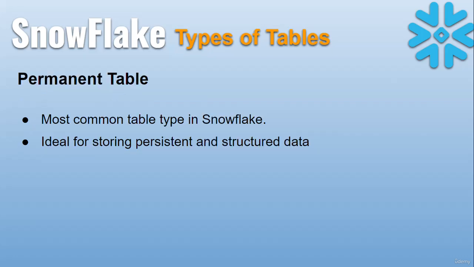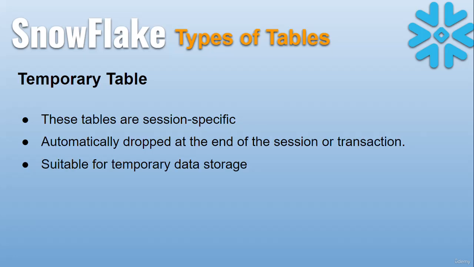The permanent tables are the most common type of tables in Snowflake. These tables are used to contain persistent data because the data is stored in permanent storage. The data in these tables is retained until it is explicitly deleted. This type of table is ideal for data that needs to be accessed frequently and kept for an extended period.